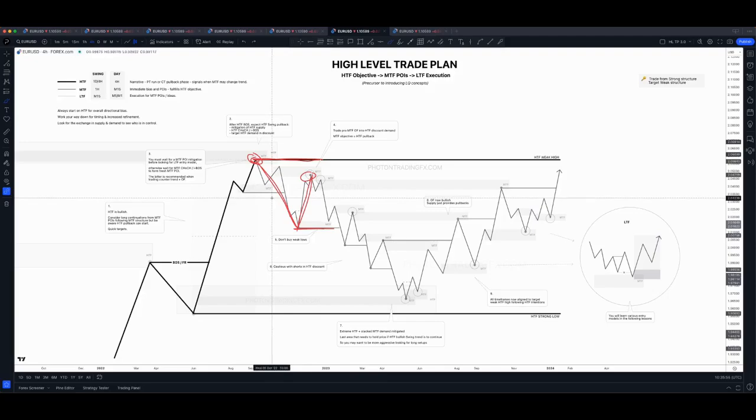Okay, so you see how you start to build a narrative. Where is my medium time frame structure? It's bearish. Okay, I want to look for sells from supply. That's going to be the highest probable area. So I find my POIs to look for sells.